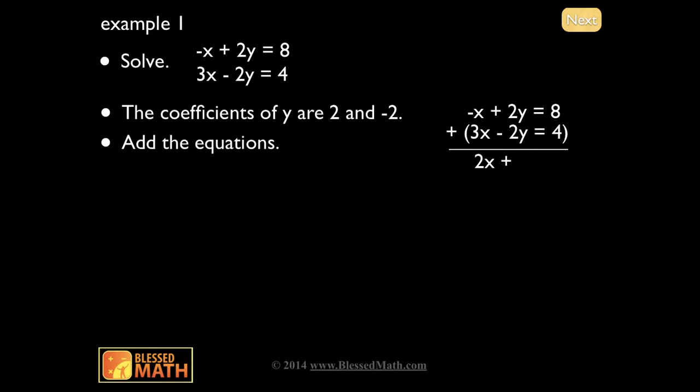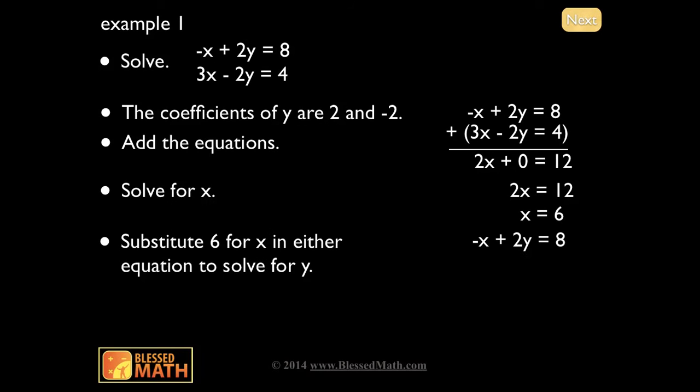Negative x plus 3x is 2x. 2y plus negative 2y is 0. And 8 plus 4 is 12. As I start to solve for x, I simplify. It's the same thing as saying 2x is equal to 12. I'm going to divide by 2 to negate that multiplying of the coefficient in front of the x, so I can get x by itself, and I have x is equal to 6.